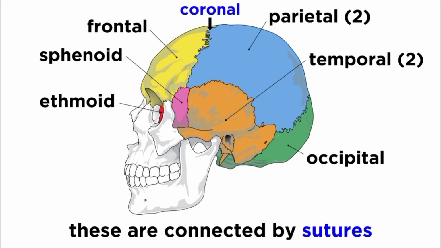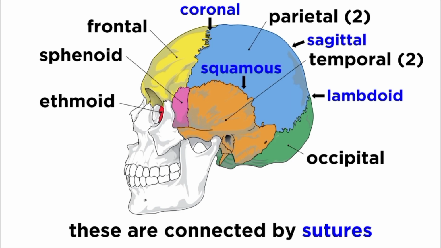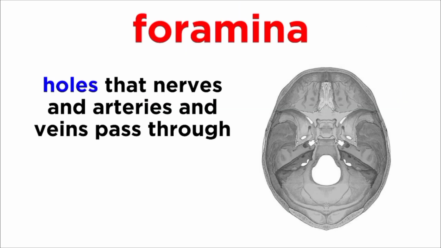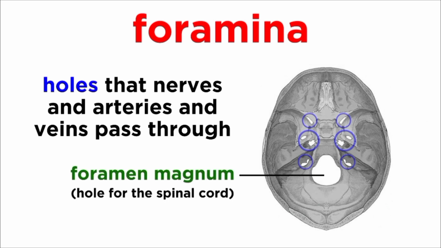These are the coronal, sagittal, lambdoid, squamous, and occipitomastoid sutures. We should also mention the foramina, which are holes that nerves and arteries and veins pass through. Most notably the foramen magnum at the base of the skull, through which the spinal cord passes.